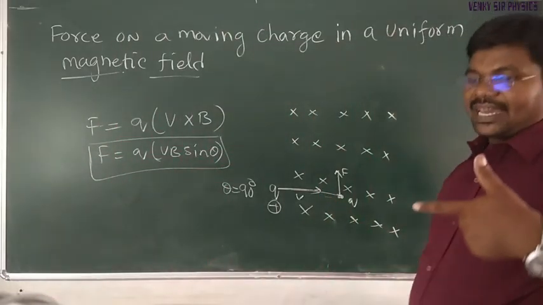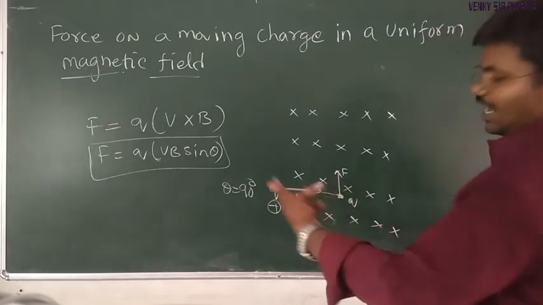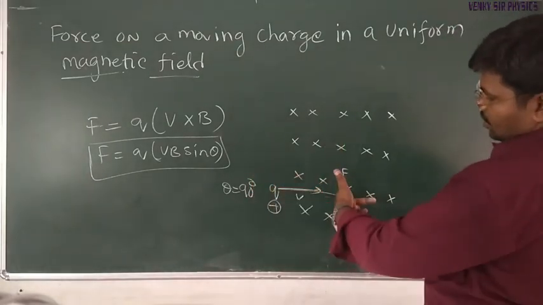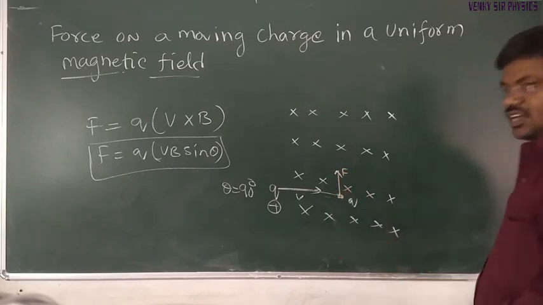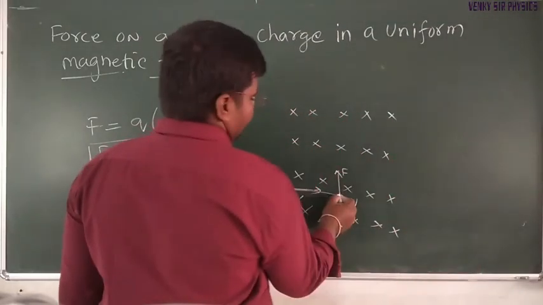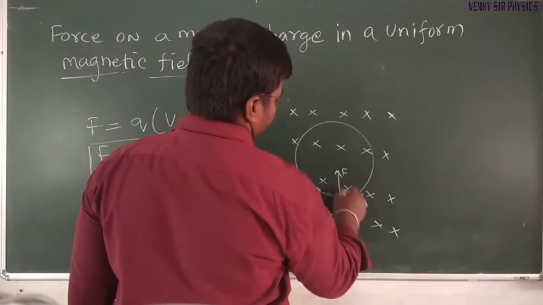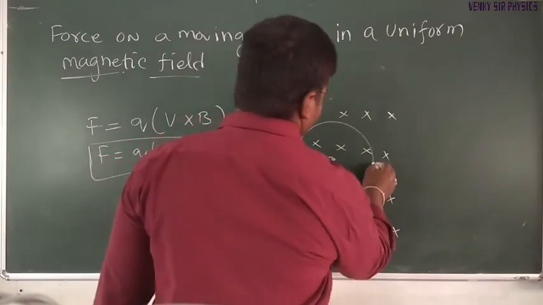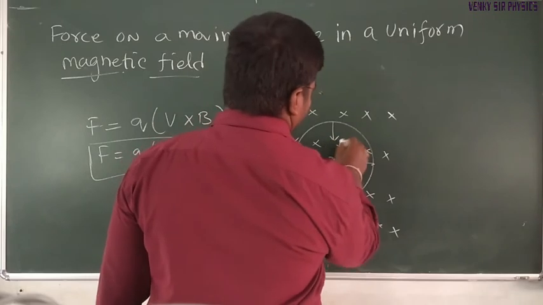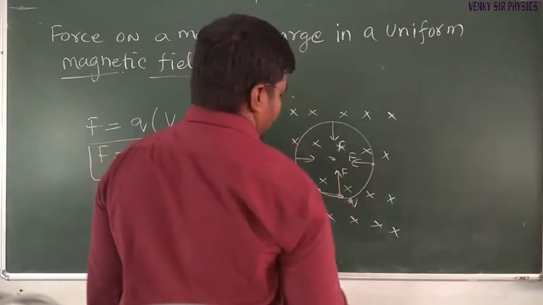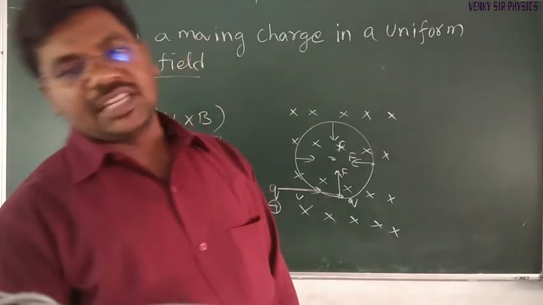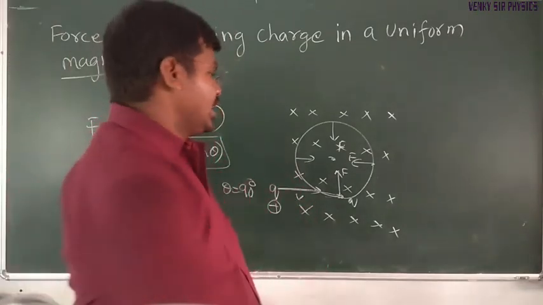Forefinger: magnetic field into the board, and the middle finger indicates the direction of the charged particle. So the thumb indicates the direction of force. That force is acting continuously. Finally, due to this type of force, the charged particle moves in a circular path.